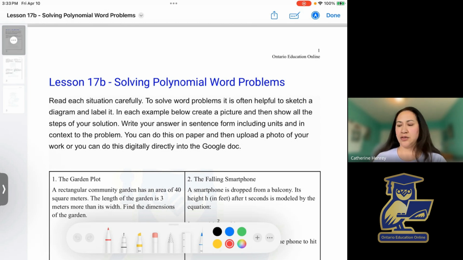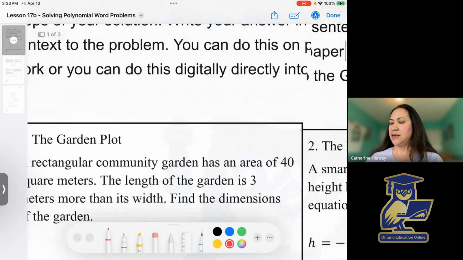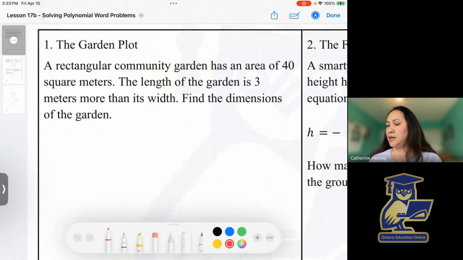All right, so the first one we're going to take a look at is the garden plot problem. If we read through this, the garden plot, a rectangular community garden, has an area of 40 square meters. The length of the garden is 3 meters more than the width. Find the dimensions of the garden. So a couple of things to remember here.